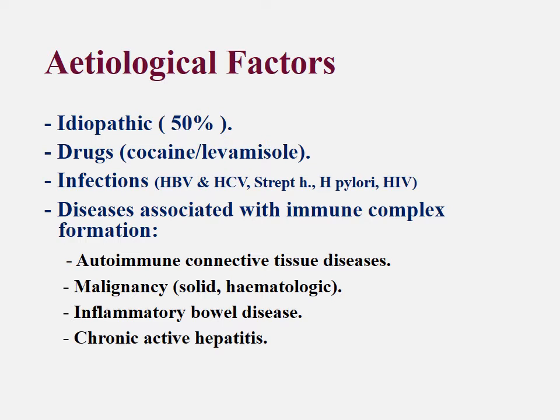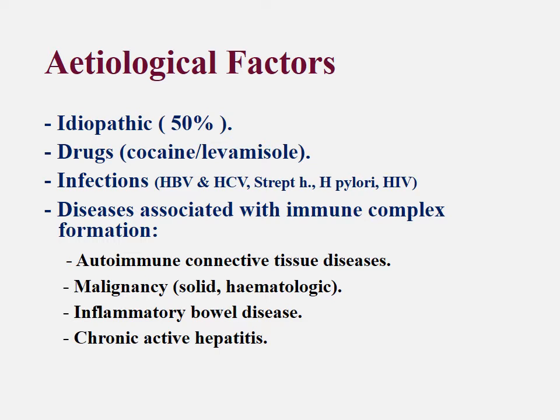Unfortunately, more than half of the cases, more than 50% of cases of vasculitis are idiopathic. We cannot find an underlying triggering factor. So we treat the vasculitis that we find, but we don't find an underlying cause to search for, to avoid, or to treat.